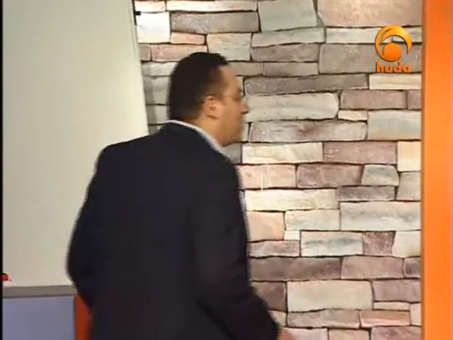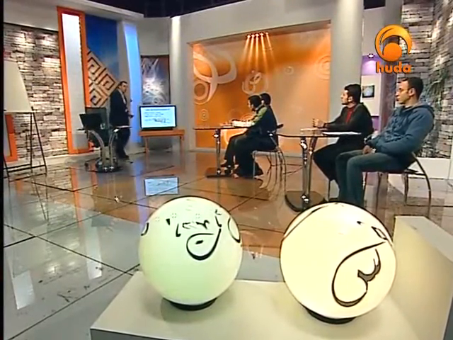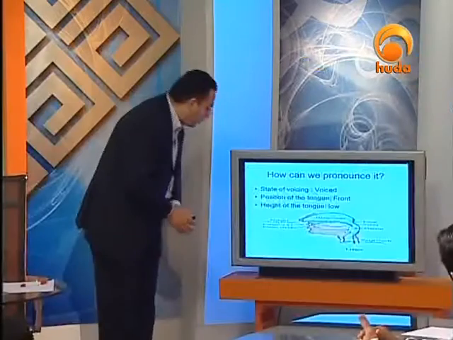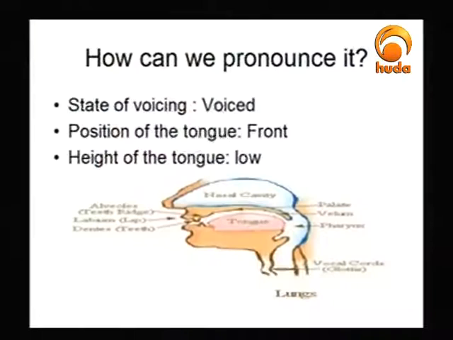Here is a very important point, Osama. When it comes to pronouncing this letter, I said before it's very close to the vowel in English, A. Let me just have a look at this. We have the state of voicing, the position of the tongue, the height of the tongue. We have here a diagram for the oral speech system. Can you see that? If you would like to produce the sound, we have to focus more attention on three important elements. The first one here is the state of voicing.